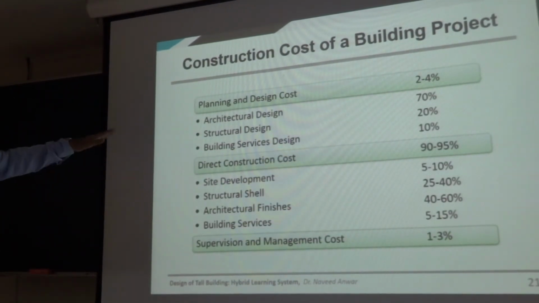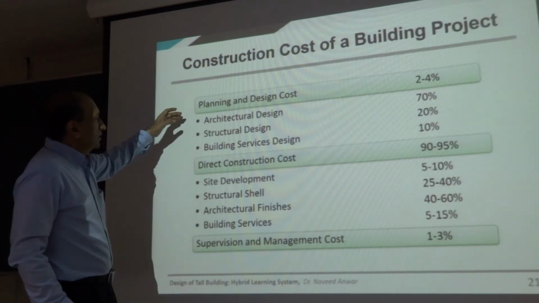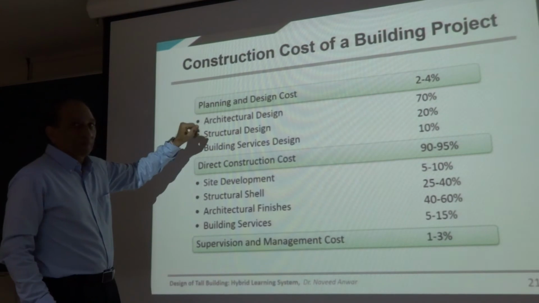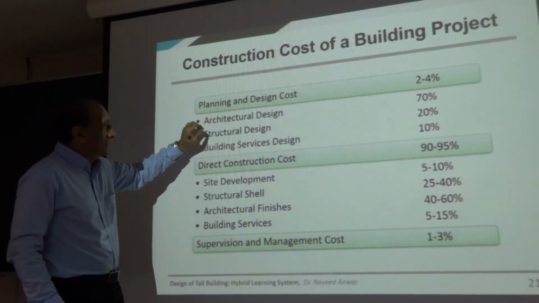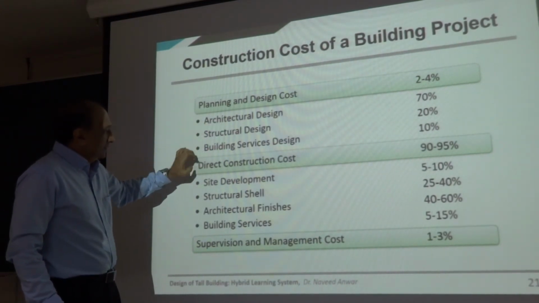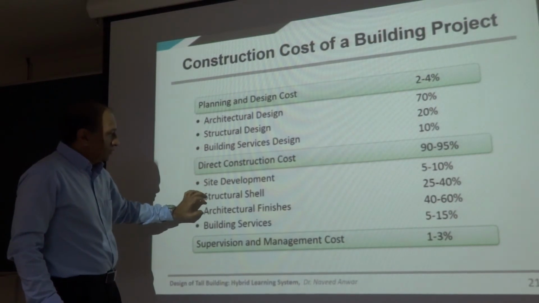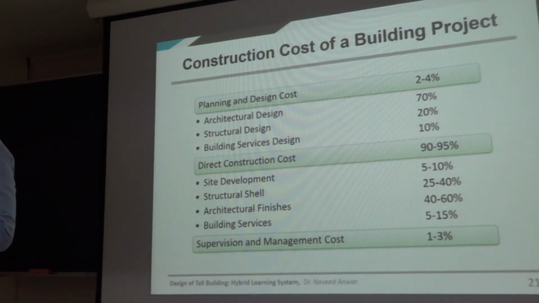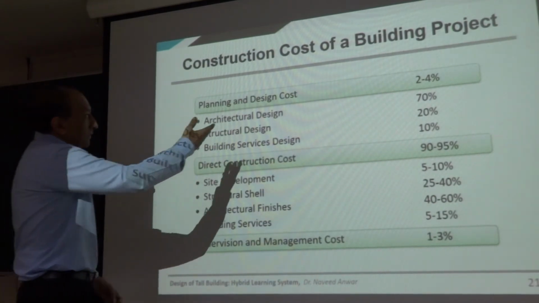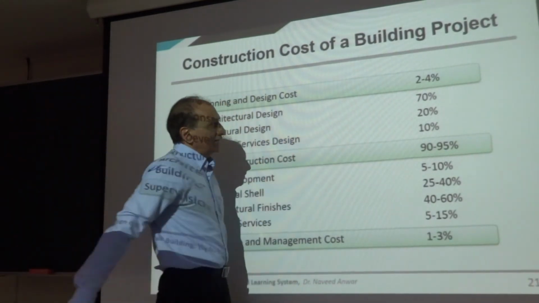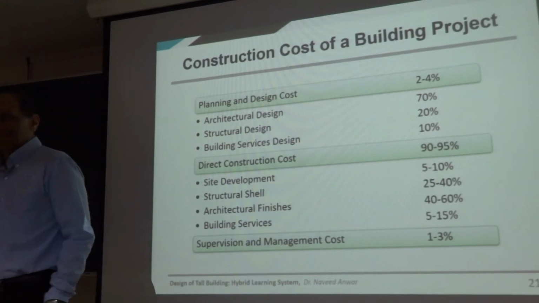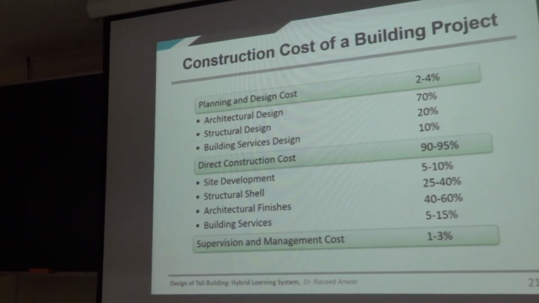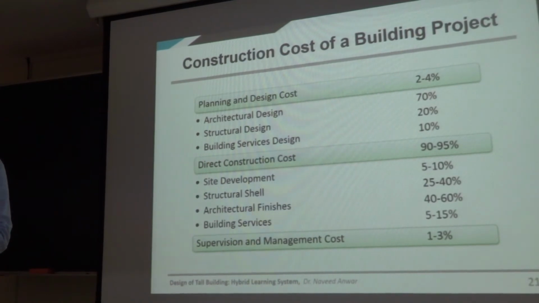This is a typical breakdown. Planning and design cost, direct construction cost, supervision and maintenance cost of a building project. Within that, architectural design is that much. Site development is that much. Structural shell. So it gives you an idea where the cost of the building is going. You can see planning and design cost, you guys get nothing. The architect takes all the money, right? You'll be lucky even if you get 20%, right? If you work for the architect, you'll probably get nothing.